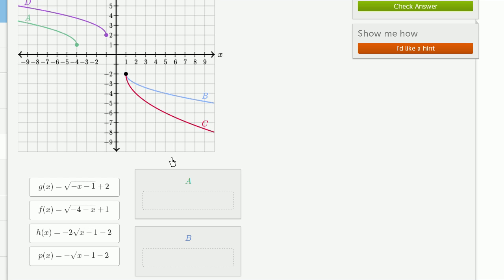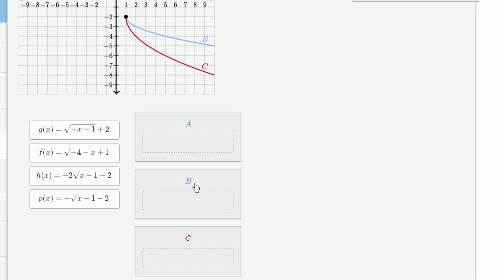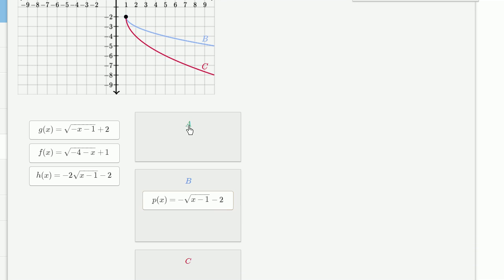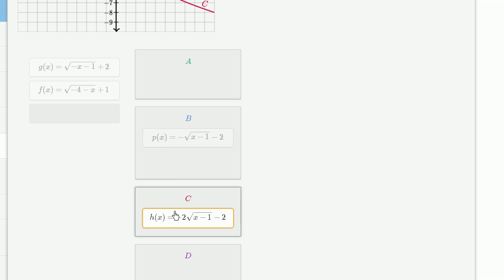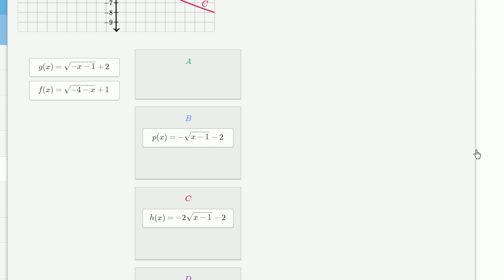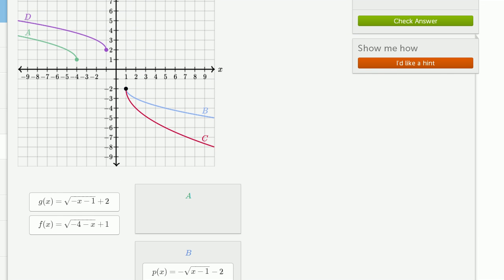So it's pretty clear that graph B corresponds to the one that doesn't have the 2 out front. So this is graph B right over here. And graph C corresponds to the one that has the negative 2 out front. So let me throw that, the negative 2 out front. Now we just have to think about these two equations and match them to these two graphs. Both of these haven't been flipped around the horizontal axis. They've been flipped around the vertical axis. And that's why whatever we have under the radical, we've essentially taken the negative of it.